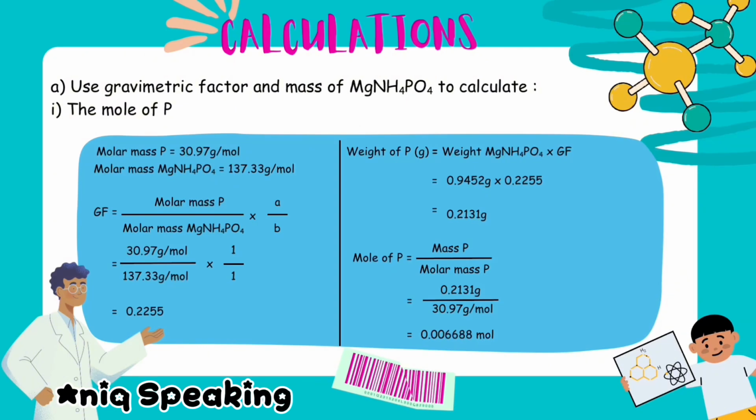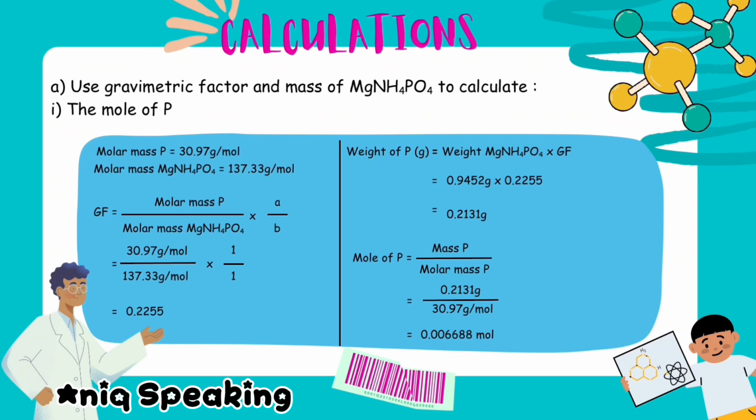Calculation. A. Use gravimetric factor and mass of magnesium ammonium phosphate to calculate the mole of phosphorus. Molar mass of phosphorus is 13.97 gram per mole. Molar mass of magnesium ammonium phosphate is 107.33 gram per mole. The formula of gravimetric factor is molar mass of phosphorus divided by molar mass of magnesium ammonium phosphate times A over B, where A is 1, B also 1. So the answer of gravimetric factor is 0.2255.